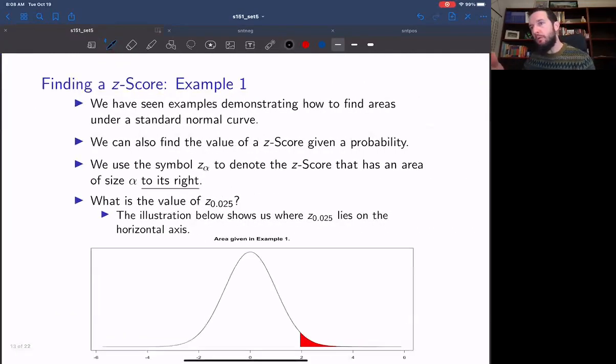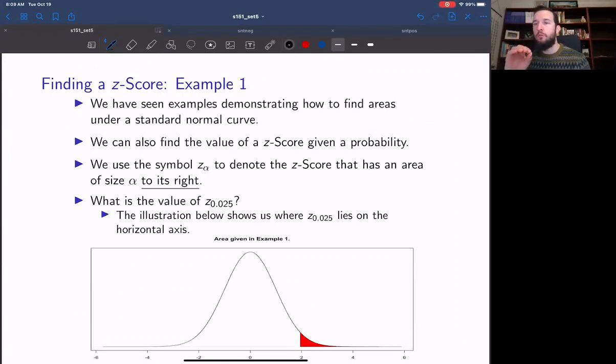Okay, so now what we're going to learn how to do is go in the opposite direction. So we started by taking a Z score, so a value that exists along the horizontal axis of the bell curve, and we use that Z score to find the area to the right or the left of said Z score.